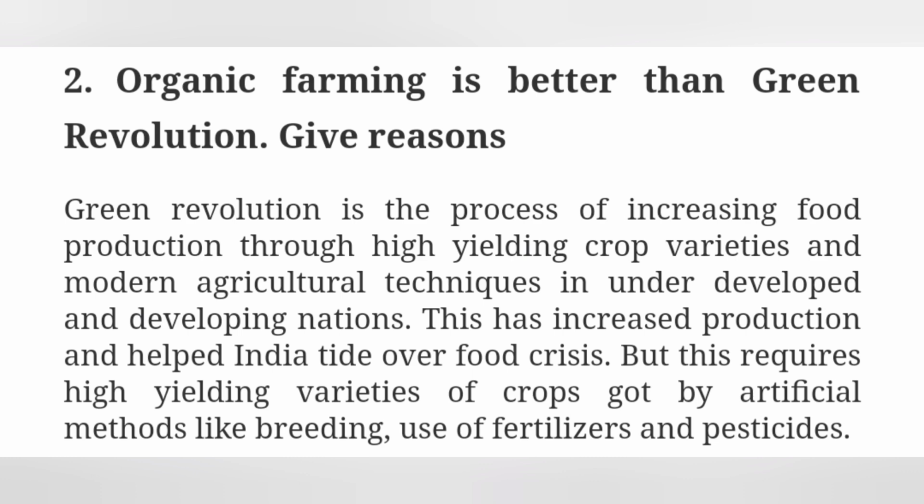Second question, organic farming is better than green revolution. Give reason. Answer, green revolution is the process of increasing food production through high yielding crop varieties and modern agricultural techniques in underdeveloped and developing nations. This has increased production and helped India tide over food crisis, but this requires high yielding variety of crops got by artificial method like breeding, use of fertilizers and pesticides.